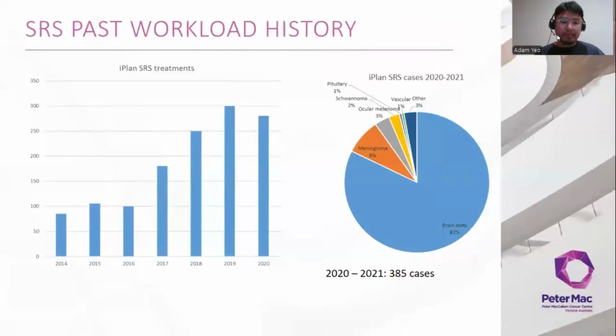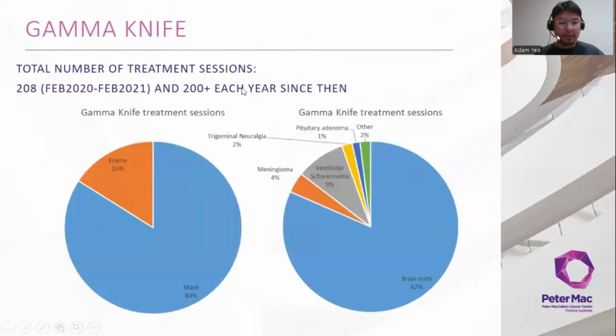In Peter Mac's SRS past workload, because clinical experience matters, we stopped here since our iPlan from Brainlab is now an obsolete system. We treated about 250 each year, the vast majority brain mets; we also treat meningioma, ocular melanoma and other clinical indications. Since then, we've installed and clinically released the Gamma Knife, treating a total of 200 patients for the first year, and since then we treat 200-plus patients.